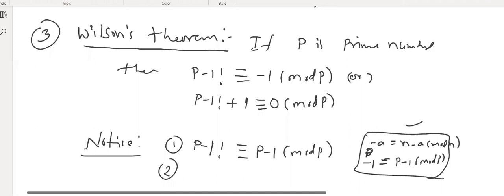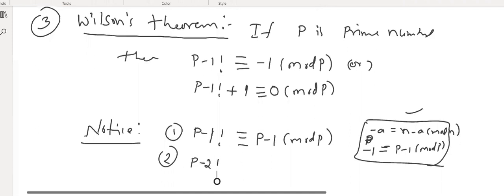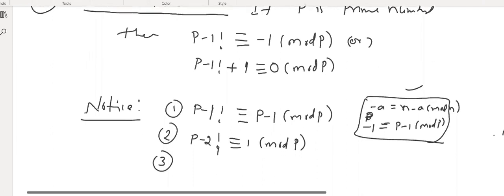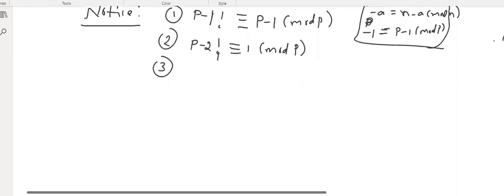(p-1)! = (p-1)·(p-2)!, so (p-2)! is congruent to 1 modulo p. It is another important formula. Third one, you can multiply with 2. What happens here? I can multiply with 2: 2 times (p-2)(p-3)!, or another one is 2 times (p-3)! is congruent to -1 modulo p. These are the most important results.